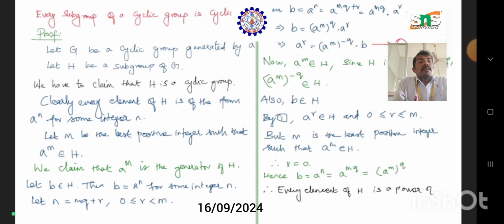Here this claims that every element of the subgroup H is a power of a power m. So this is what we understand by the derivation. If you go step by step, it is very clear to understand, and hence what we can say is that H is a cyclic group. H is nothing but a subgroup, and after this derivation we have clearly understood that the subgroup H is cyclic.